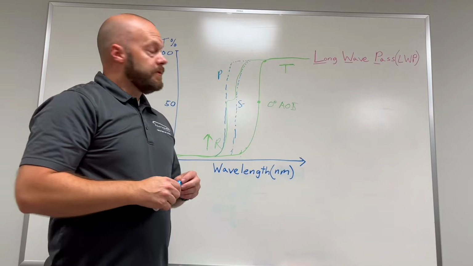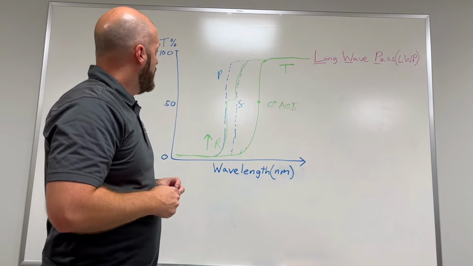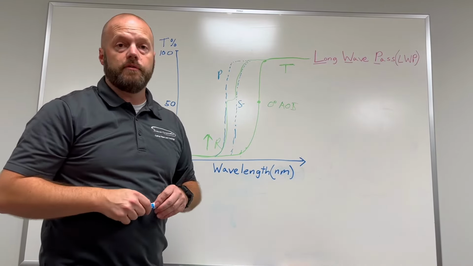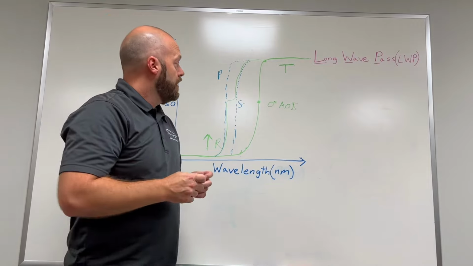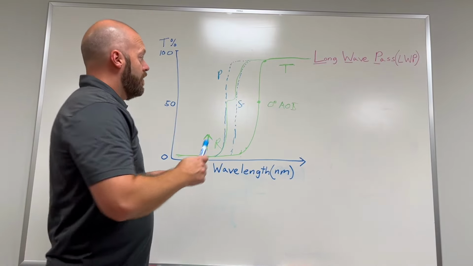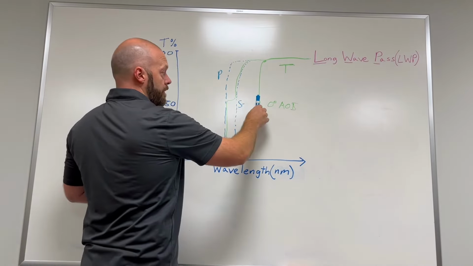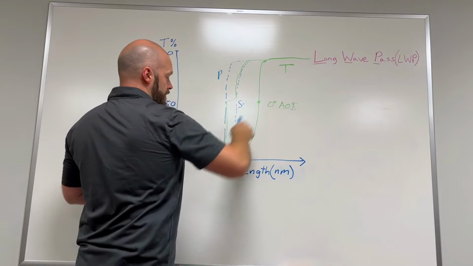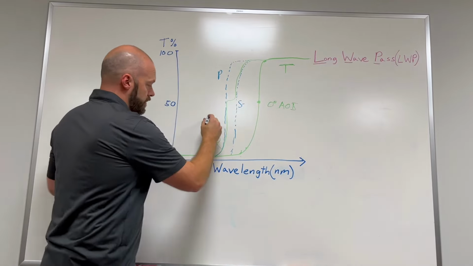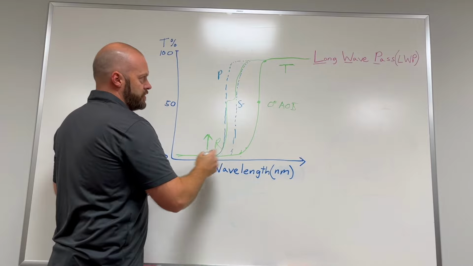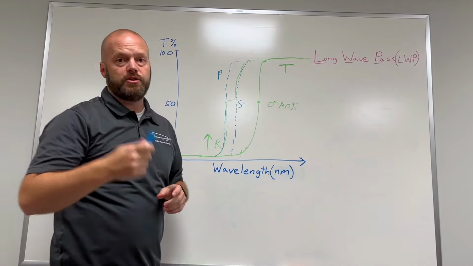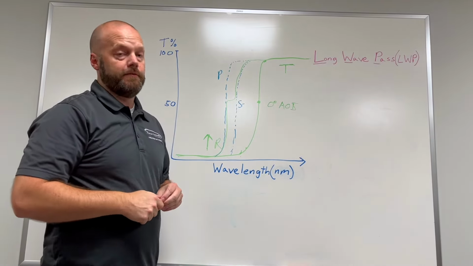So I hope this has been some help to you, describing long wave passes and maybe some of the cost drivers. And remember, adding angle, adding steepness, and also increasing optical density of your rejection are all cost drivers. So make sure you know what long wave pass you want for your application.